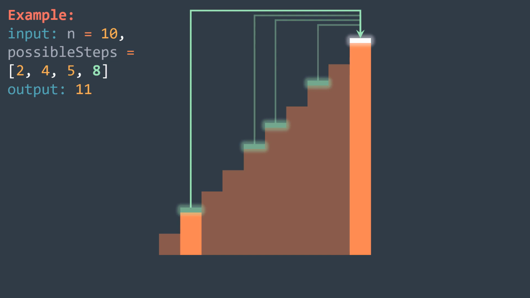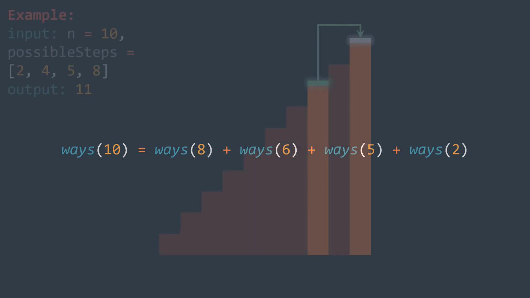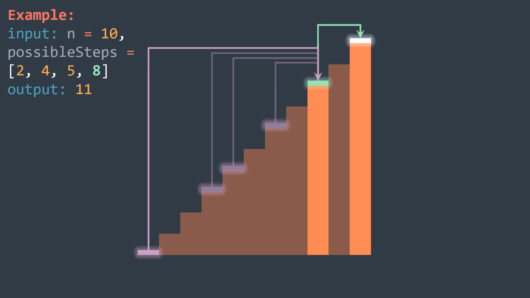This is why we can say that the number of possible ways to jump to step 10 is the number of possible ways to jump to step 10 minus 2, 8, plus ways to jump to step 10 minus 4, 6, plus ways to jump to step 10 minus 5, 5, plus ways to jump to step 10 minus 8, 2. And you can see that it's a recursive process. So for example, to jump to step 8, we have to get the sum of ways to jump to step 6, to jump to step 4, to step 3, and to step 0.